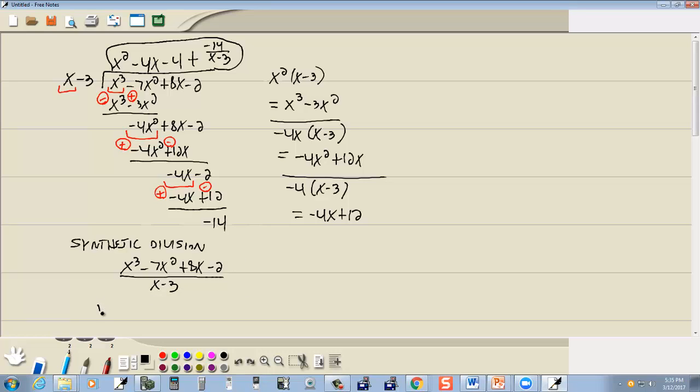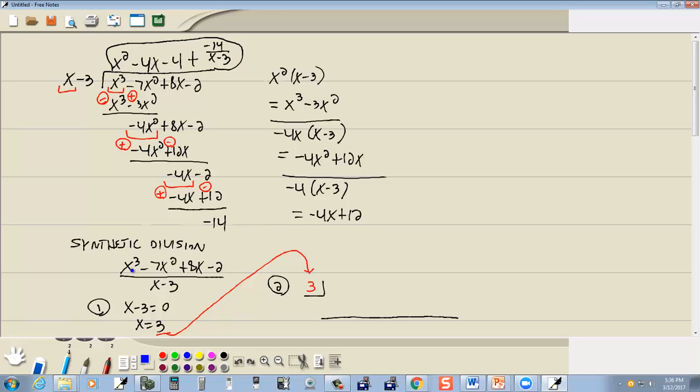Now step 1. We take what we're dividing by, which is x minus 3, you set it equal to 0 and you solve it. So that gives us x equals positive 3. Now we take the number that we found in step 1 and you put it in a box in the upper left hand corner. So we'll put 3 here.